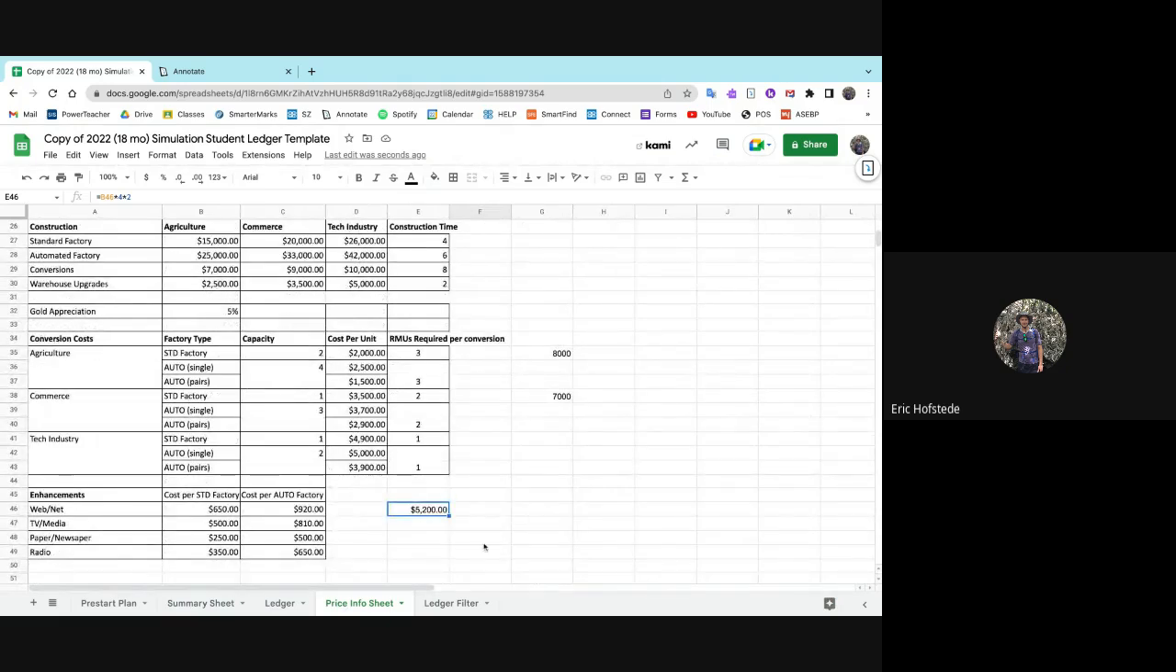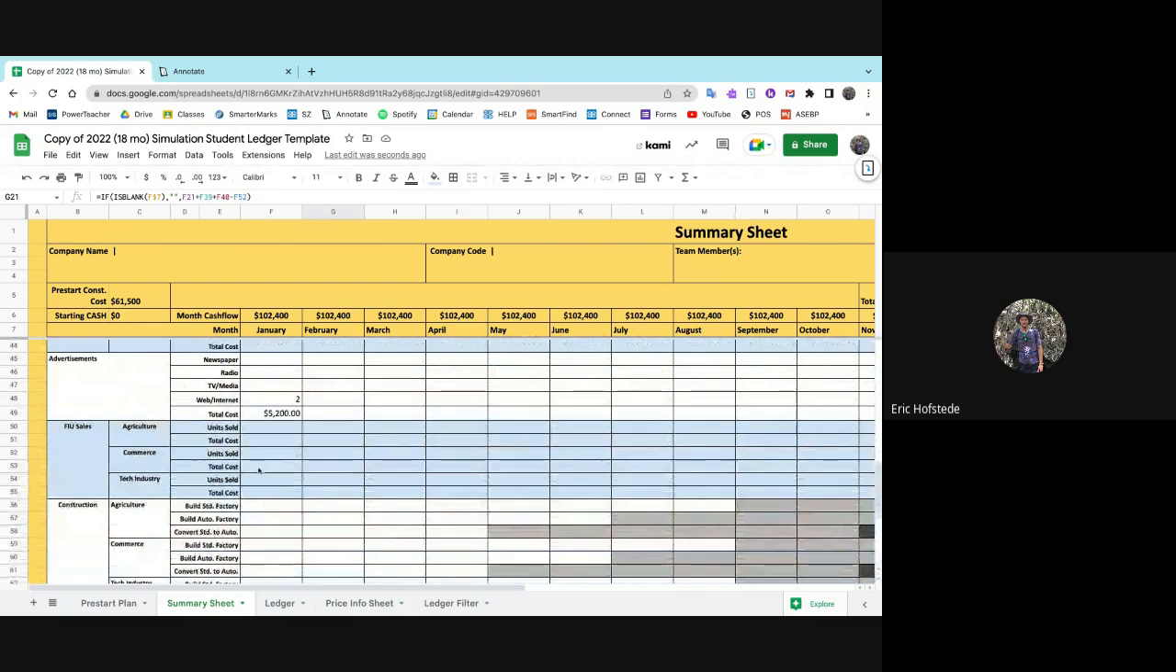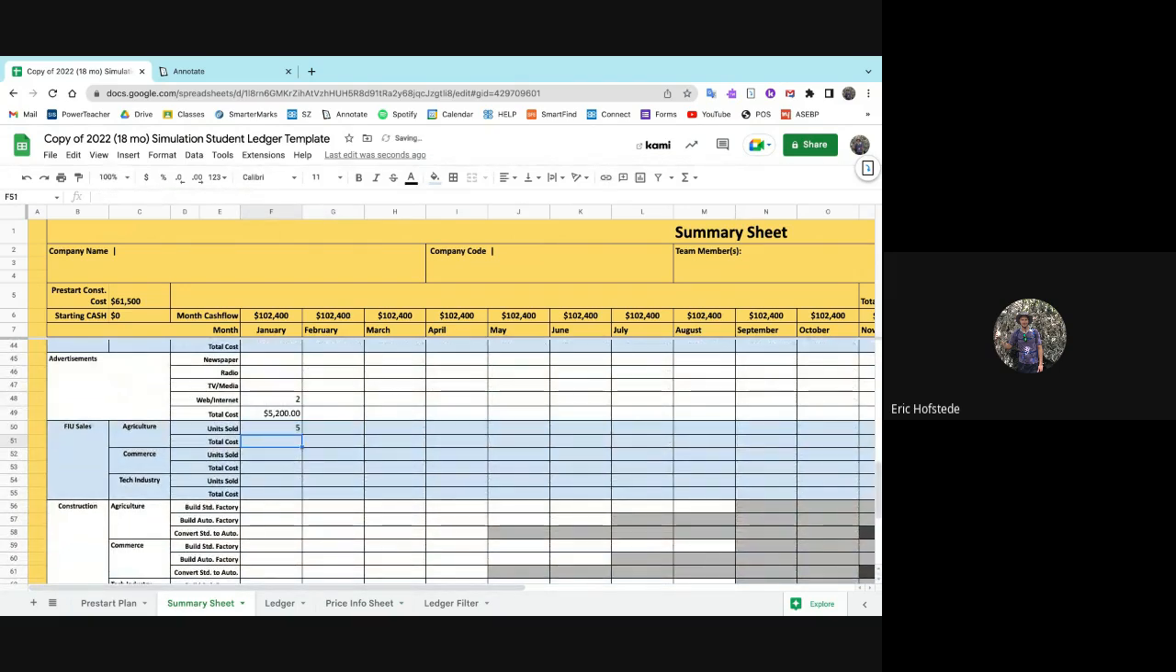Now, most of you are pretty good, but let's say I sold all 5. So you can look up here how many FIUs I have. All 5 agriculture and all 3 commerce. All right. And I sold 5. What's their total cost? You can do this by hand, on your calculator, or you can use Excel for it.